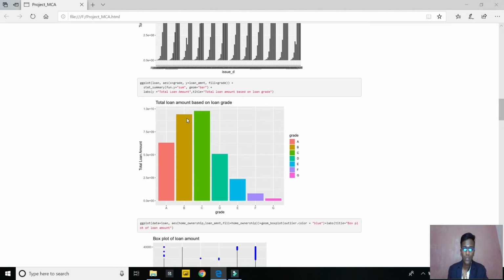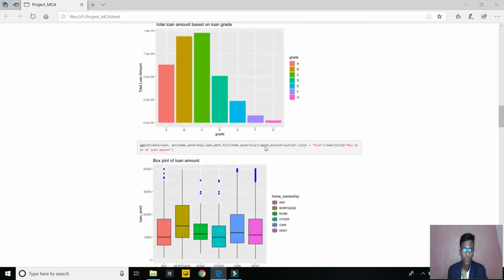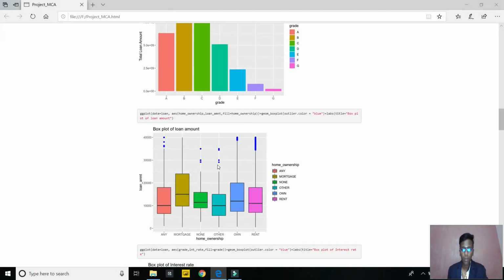This B graph shows this much, from A to G. These graphs show different kinds of values. So this is a box plot. Here we have shown the median. This is a three quartile thing. The first one here is the third quartile, and this is the second quartile, and this might be the first quartile.